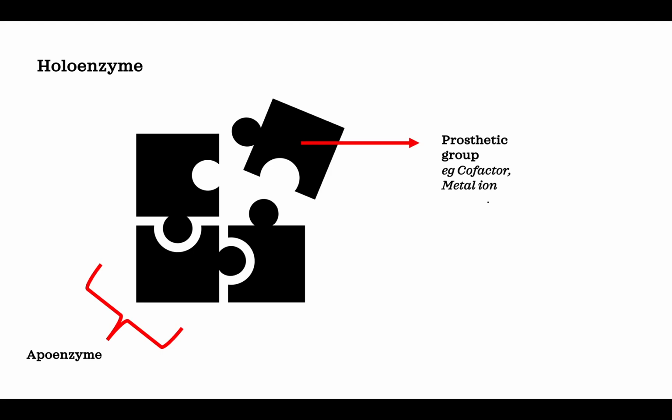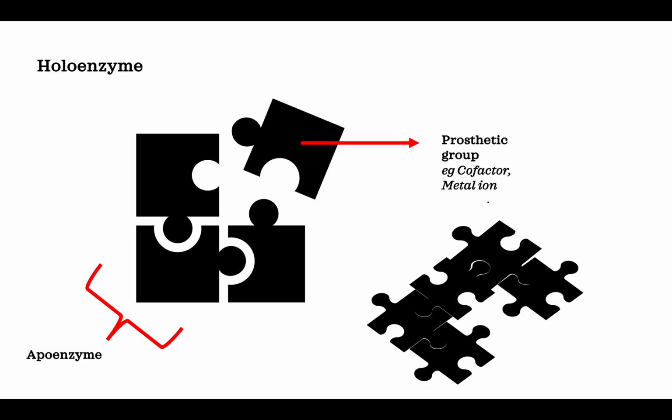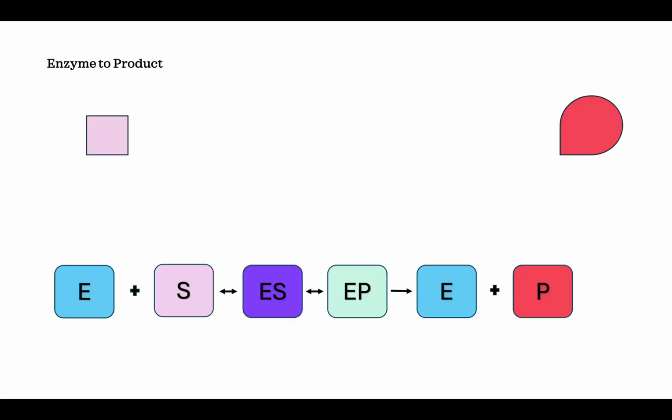And the cofactor is a non-protein component, which can be either a coenzyme or a cofactor, which could be a metal ion, or it could be a vitamin. And it's necessary for the enzyme to function properly. Together, the whole enzyme is fully active. And the non-protein component, cofactor or coenzyme, often helps with electron transfer, group transfer, or stabilizing enzyme-substrate interactions.